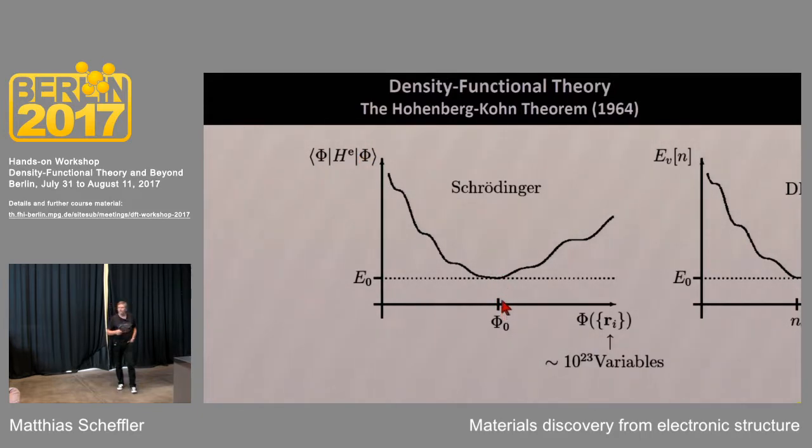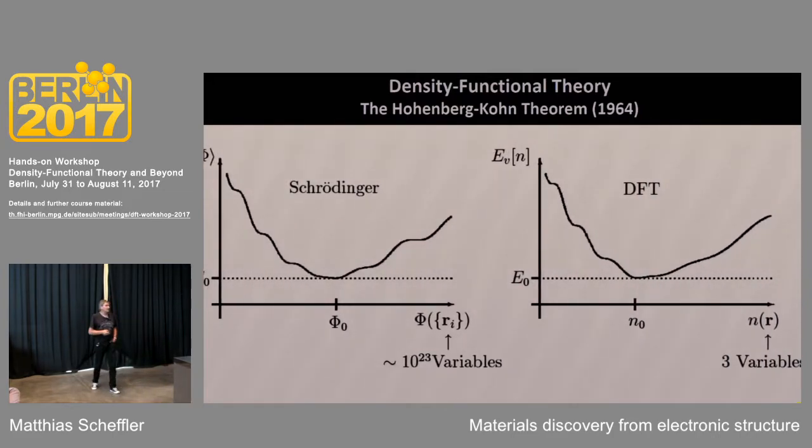And that's actually how basically all methods go. You evaluate this expectation value and you look for the wave function which minimizes it. Density functional theory says, yes, that is of course true, but there's another functional, which is a function of the density, and only at this minimum do you have the correct ground state electron density. Now this is of course much simpler, because in principle this axis has only n of r, something which depends on three variables.